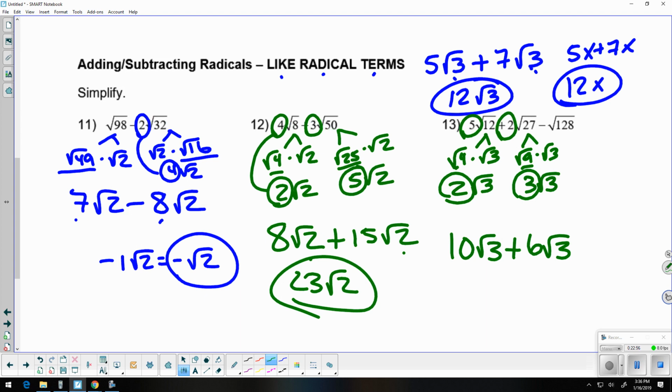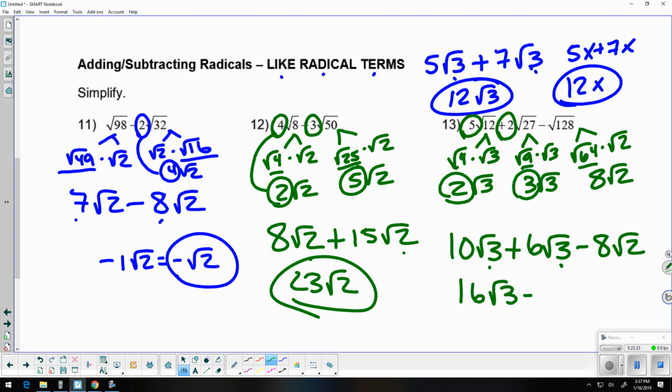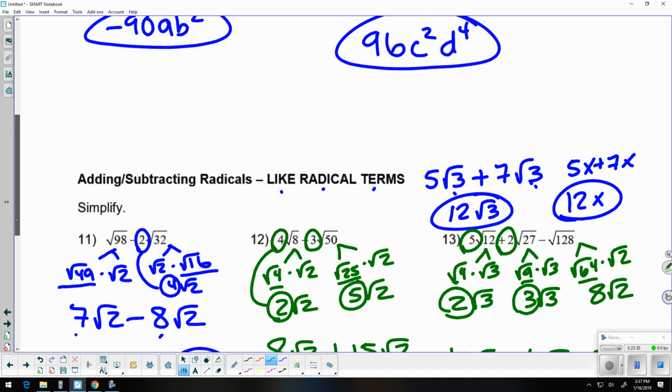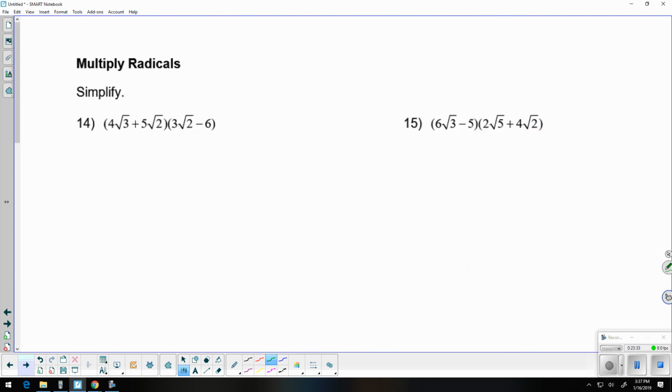Multiplying the 3 times 2, and now breaking down the square root of 128, I'm just going to break this up into 64 times 2, because the square root of 64 is 8. So that's 8 square root 2. And there's no number in front of the radical, so this is just simply going to be minus 8 square root 2. Okay, so we only have 2 like radical terms that we can actually do anything with, just the square root 3's. So I'm just going to add these two together. Final answer would just be 16 square root 3 minus 8 square root 2. There's your final answer.